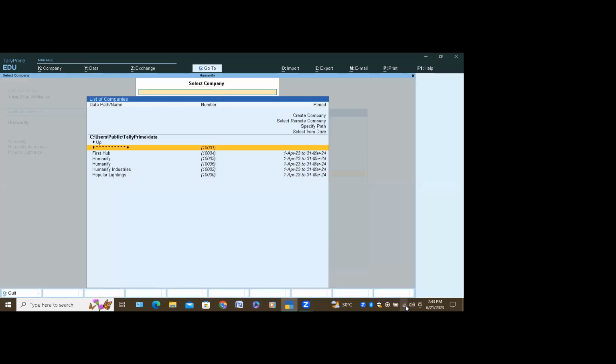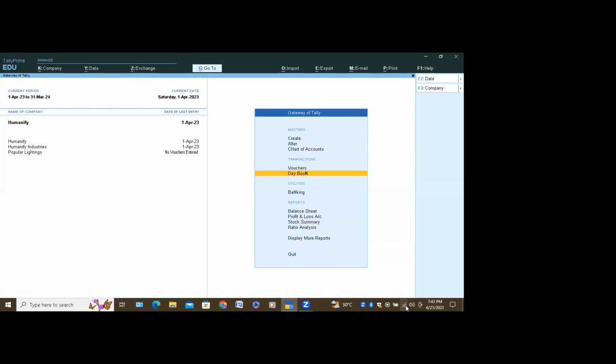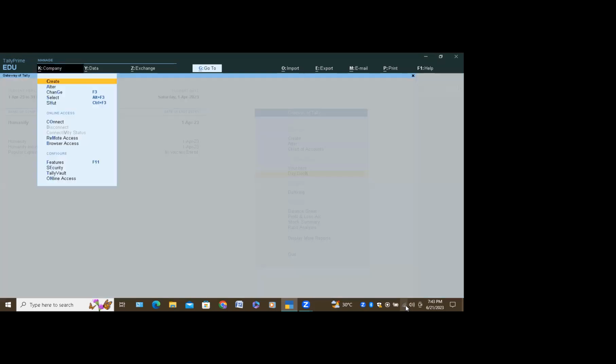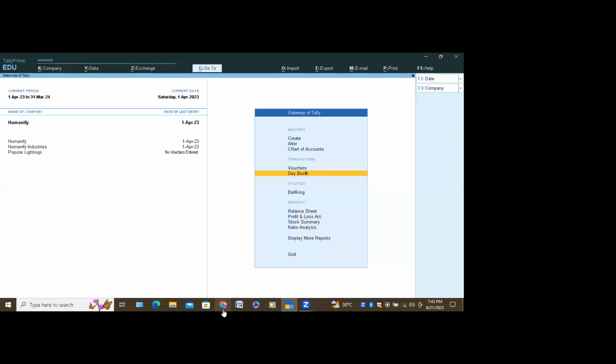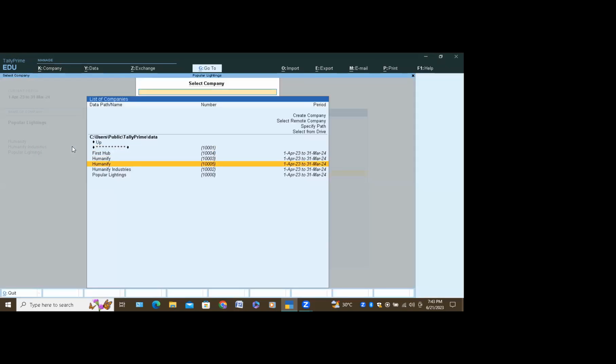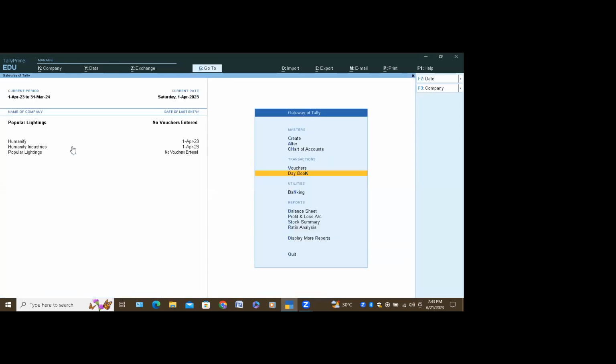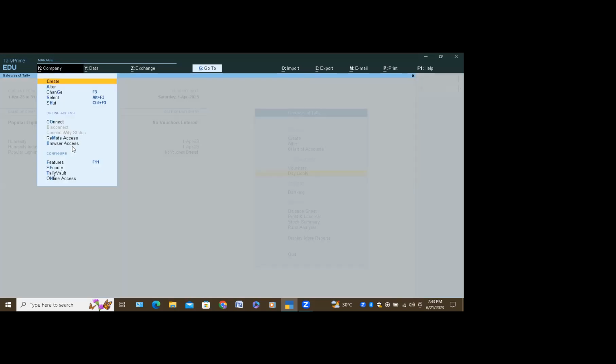Two companies you have in the same name. Yes, ma'am. For that, close any one company and then open. Because the name is the same, click on Popular Lightings, double click on Popular Lightings. Now you open one more Humanify. All the companies are available here, from day one, whatever you have done. The same name is there, no, that is the reason it is not opening.